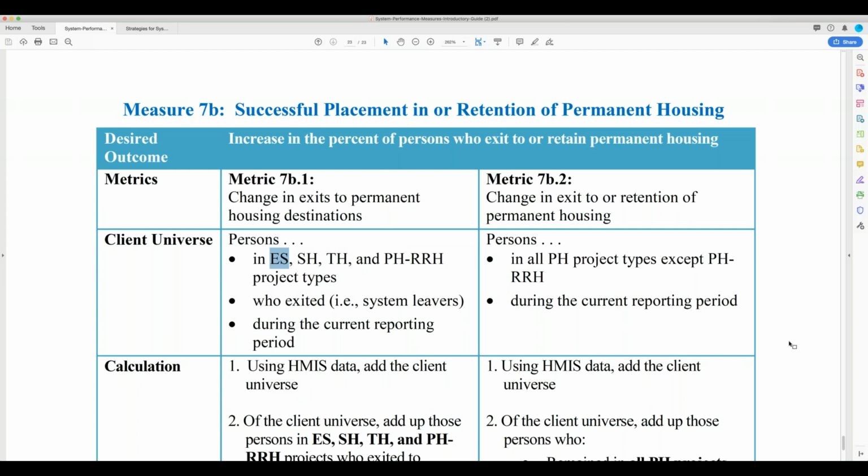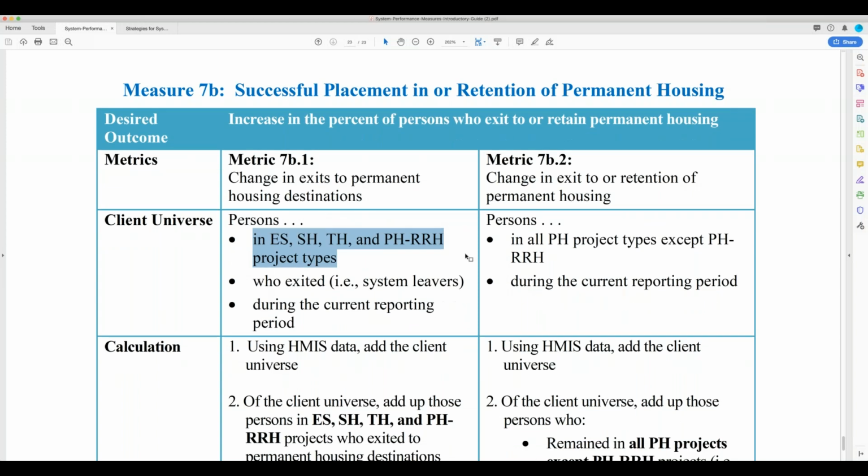Now, I hope that was most of the answer, or a large majority of the answer, to our question for today about what the system performance measures mean for both participating or CoC funded and non-CoC funded providers. The next part of our question is, so what do we do with this? What do we do with system performance measures, and how can we actually use the information to make planning decisions?